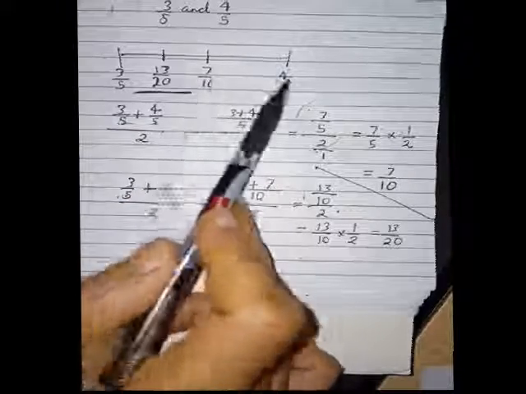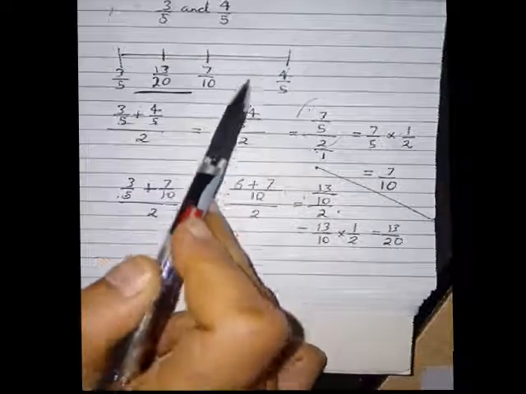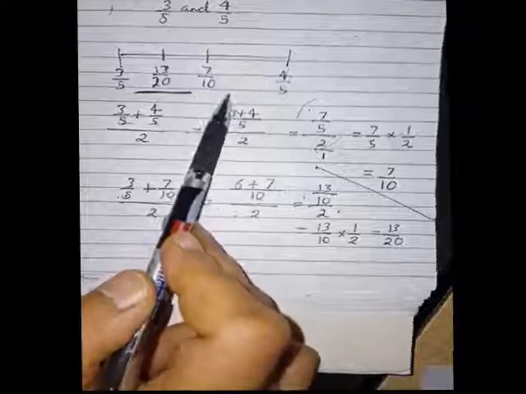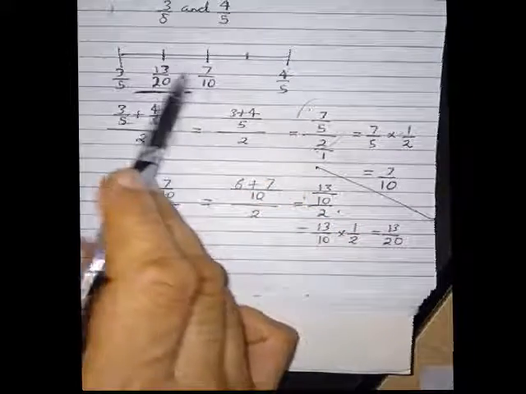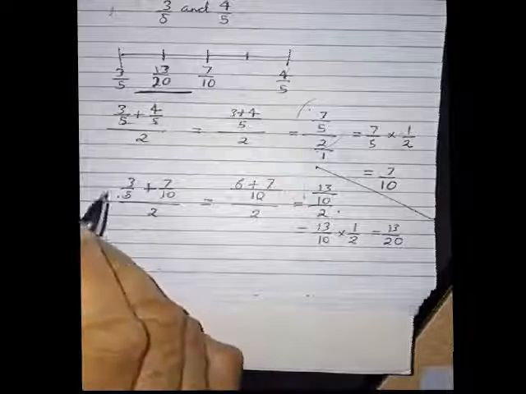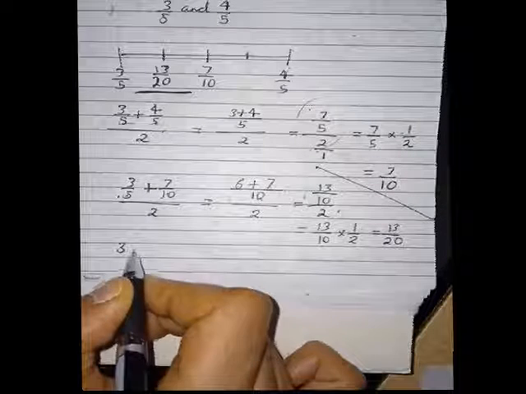The remaining values you can easily find. To find the mid value between 7 upon 10 and 4 upon 5, add them and divide by 2, and you will get this value, and so on. Take two extremes and get the mid value of them. The remaining 3 you have to do yourself.